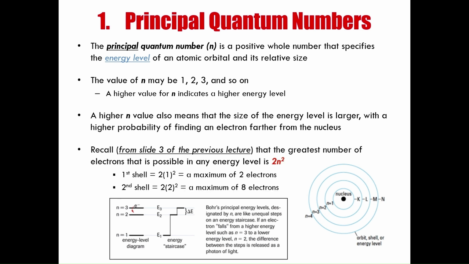Now, remember, the greatest number of electrons that are possible in any energy level is calculated by 2n squared. And so, again, if I have energy level 1 or shell 1, it's going to be 1 squared times 2, which gives me 2 electrons, or shell 2, 2 squared is 4 times 2 is 8 electrons. So that's essentially how we calculate how many electrons are going to be in that energy level, and then we go from there to determine where those electrons are going to be in which atomic orbital.